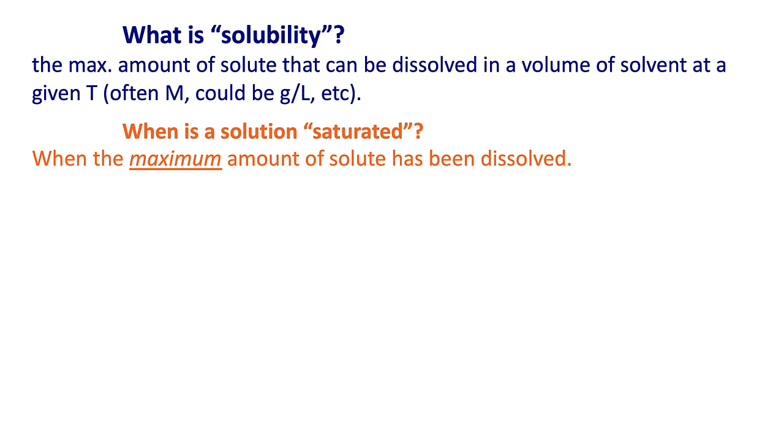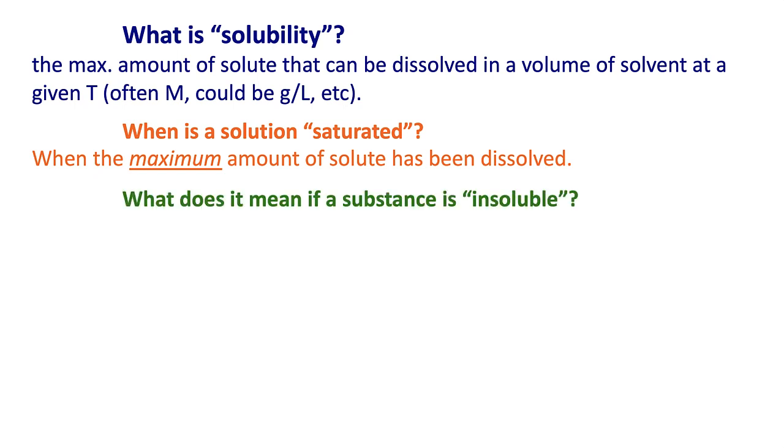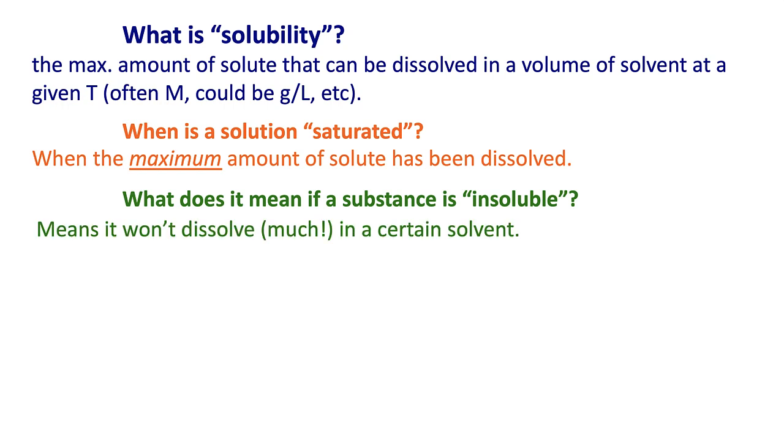It will no longer go into solution and dissociate. And this is just like a sponge. A sponge can hold a certain amount of water until it is saturated, which means it doesn't hold any more, and the remaining water you would put on the sponge will just dribble away. What does it mean if a substance is insoluble? This means that it won't dissolve very much in that solvent.